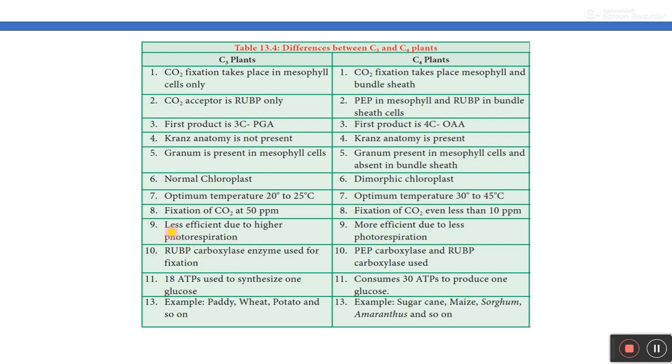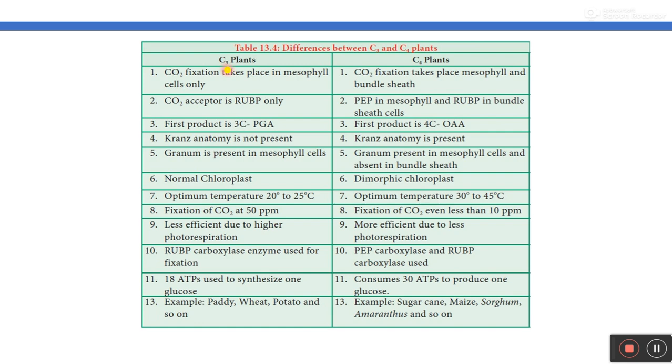And another main difference is that C3 plants are less efficient due to the higher rate of photorespiration, but C4 plants are more efficient due to less photorespiration, right? In C3 plants, a total of 18 ATPs are required for the synthesis of one molecule of glucose, but in C4 plants, a total of 30 ATPs are required for the synthesis of one glucose molecule.